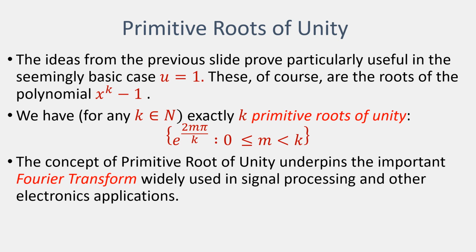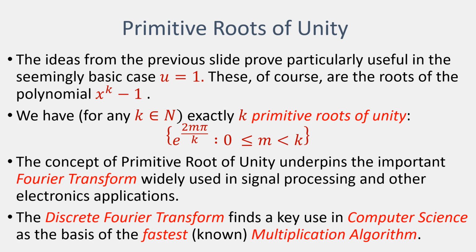The concept of primitive roots of unity, where we find that very powerfully applied, is in the notion of what's called the Fourier transform, which I'll be looking at a little bit later. This is a very powerful technique in signal processing and electronics applications. I'm going to be looking at its application in computer science as a way of developing fast multiplication algorithms.